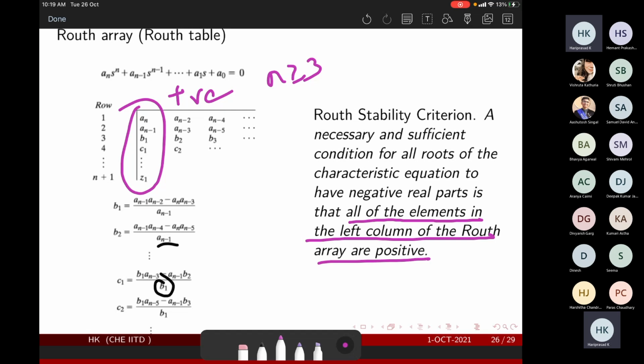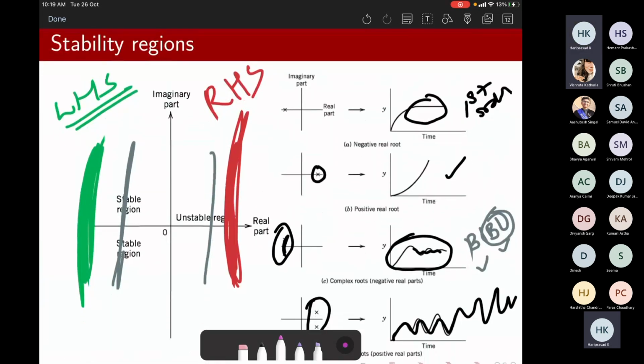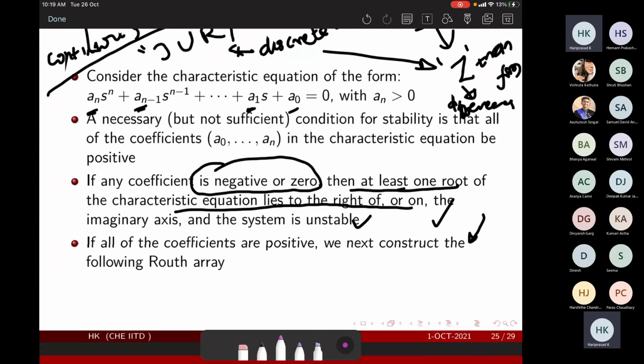Any doubt on this? Yes, in the previous slide, I think we said that if any of the coefficients is negative or 0, then the root might lie on the imaginary axis, and this would make the system unstable. So, sir, if the root is lying on the imaginary axis, why would the system be unstable? No, it is generally not unstable. What I am trying to say is that it could lie to the right or onto the imaginary axis, so you read it that way. All right is always unstable. Correct.